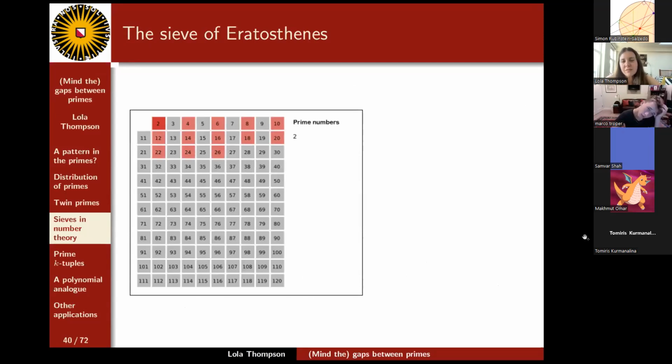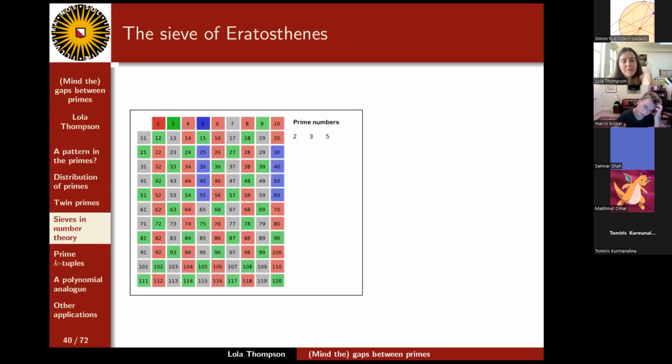Okay, so this is the sieve of Eratosthenes. What you do is you circle the number 2, and then you cross out all multiples of 2, because those can't possibly be primes since they're divisible by 2. And then we do the same with 3. We circle 3 and we cross out all multiples of 3, because again, those can't be prime.